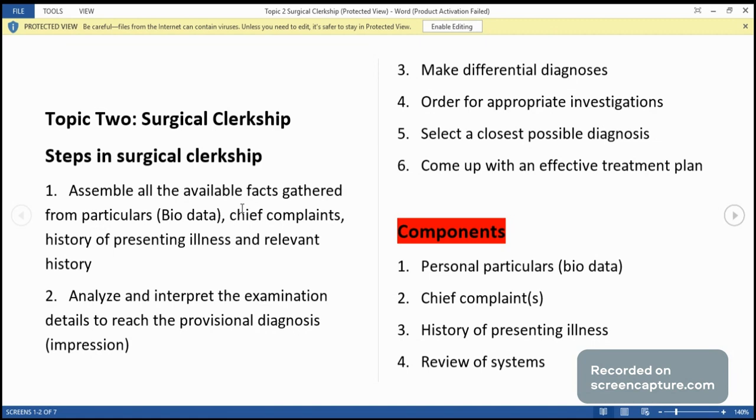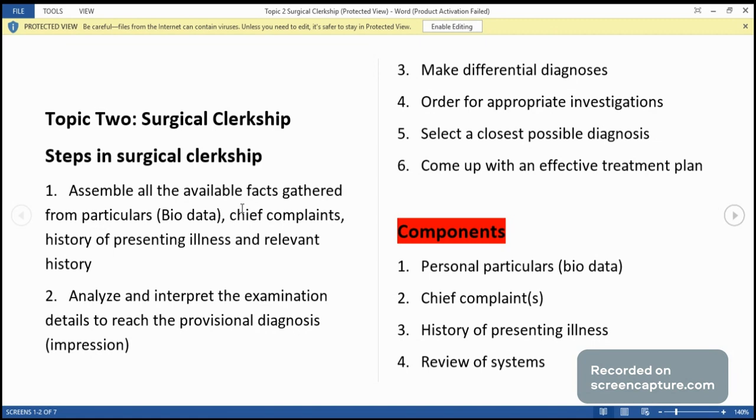So we're going to see the steps in surgical clerkship: assembling all the available facts gathered from particulars, that is biodata, chief complaints, history of presenting illness, and relevant history. Chief complaint is the specific reason that prompts the patient to come to your facility. It can be due to a fracture, a dislocation of a joint, or many other conditions.